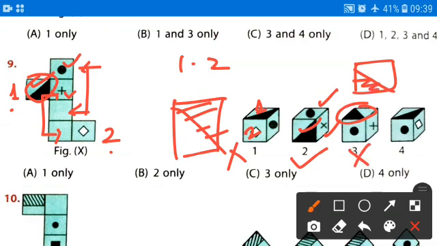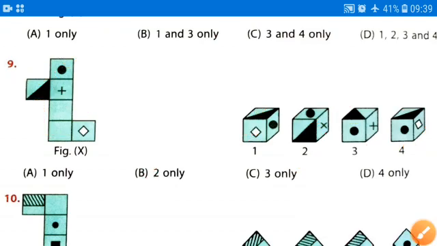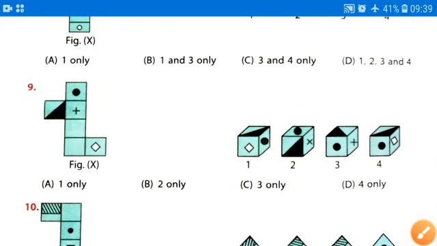Now moving further to the fourth figure. Here clearly this and this are in adjacent places in figure 4, but in our figure X they are opposites. 2 and 1 are opposite, so this also will not follow. So our answer will be option 2 only. Option 2 will be our correct answer for question number 9.